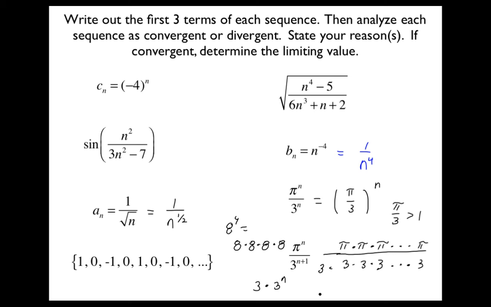So 3 times 3 to the n. Is it still divergent? Still divergent, because now you're just taking 1/3 of all the terms of the sequence you had up here. Doesn't matter. 1/3 of something that gets infinitely large is going to get infinitely large. So that's divergent as well.